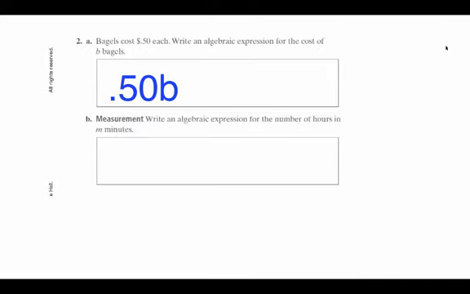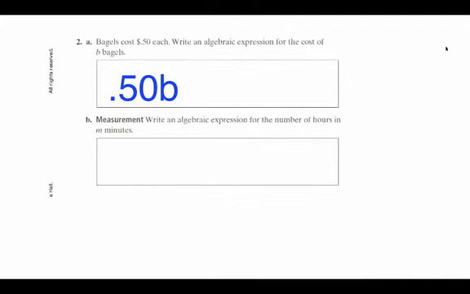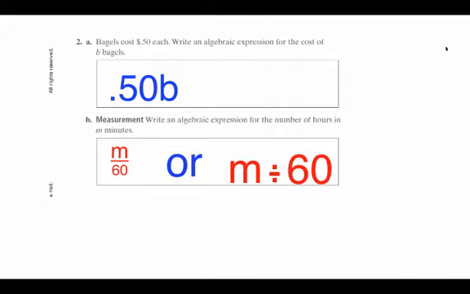For part B, it says write an algebraic expression for the number of hours in m minutes. That means we're going to take the minutes, m minutes, and divide it by 60, because there are 60 minutes in 1 hour. Now, when we write division problems, we can either write them as a fraction, or we can write them using a division sign. Now is a good time to pause the video if you need more time to copy down these notes.